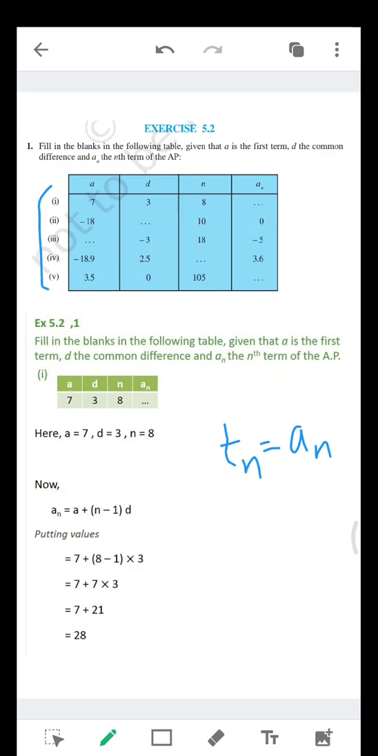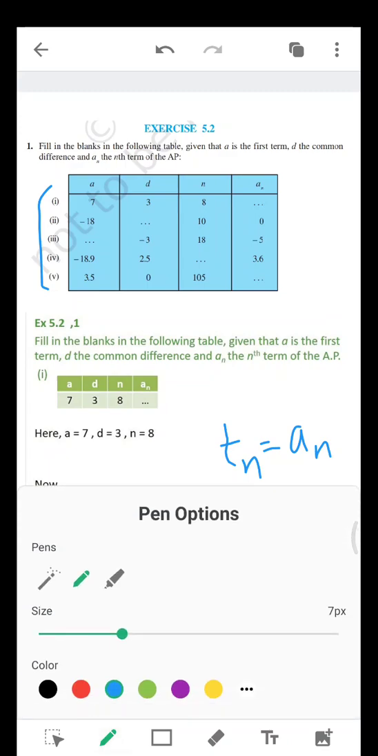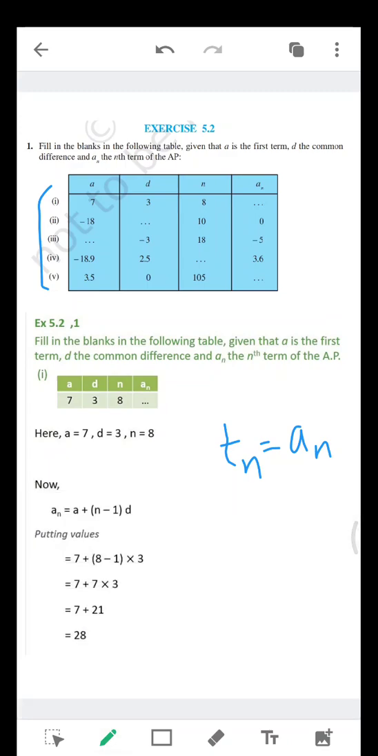Now we'll begin with the first. In the first bit, a, D and n values are given, an we have to find. So very simple, n value is 8, so I have to find a8. What do I have to find? an. an is nothing but the value of a8, because n is 8. So what is the 8th term of this series?